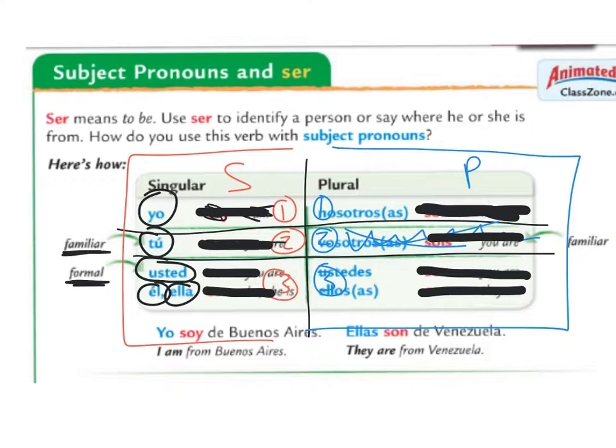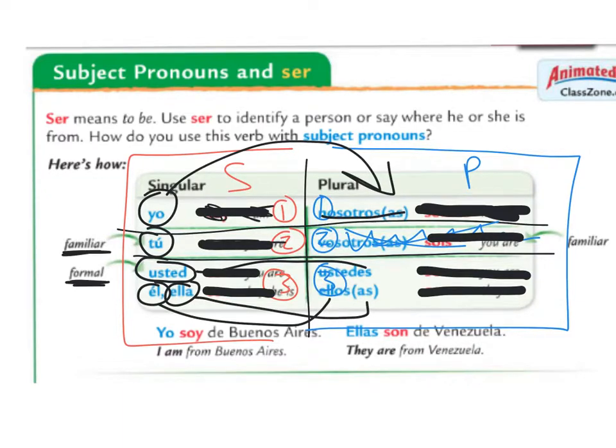So then, whenever the yo gets involved with something else, it moves over to the plural side. That's why we have nosotros. And then the tú would get involved, but we're not worried about that. And then the plural of usted is ustedes. The plural of él is ellos. And the plural of ella is ellas.